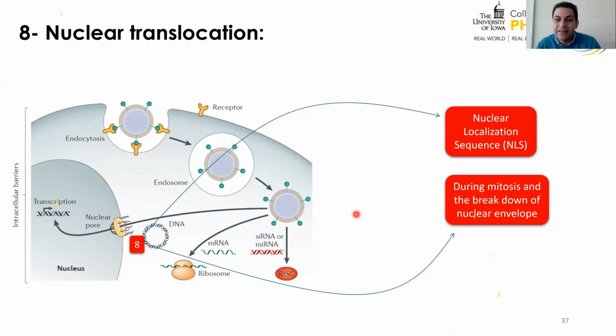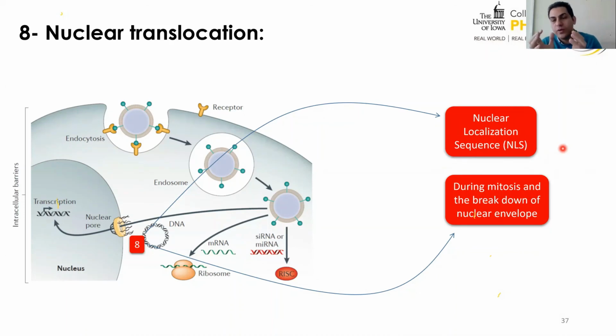And this is needed only when you have a plasmid DNA. If you're working with messenger RNA or siRNA, you don't care about having this. However, when you use a plasmid, you have to make sure that your plasmid can cross the nuclear membrane and reach the nucleus. And this is usually done with what's called a nuclear localization sequence. And this is a sequence added to your DNA. And once your plasmid DNA is released, it helps in directing your DNA towards the nucleus.